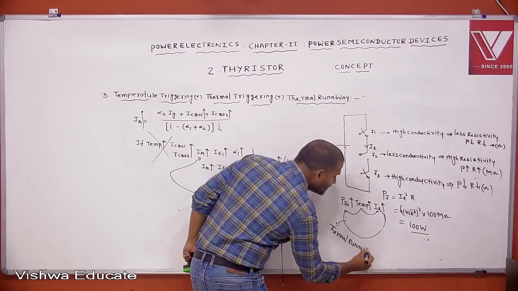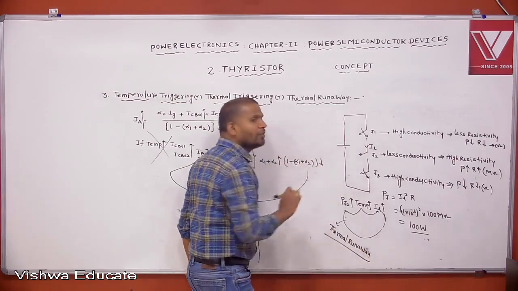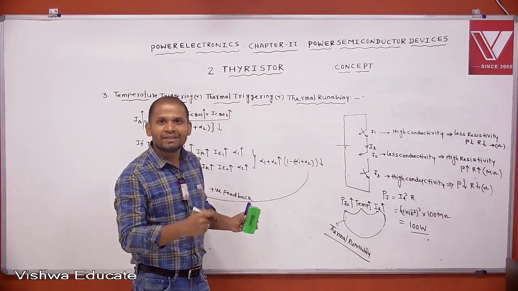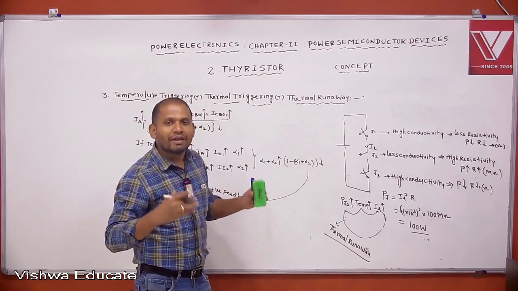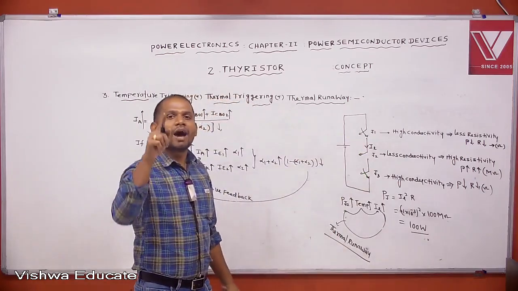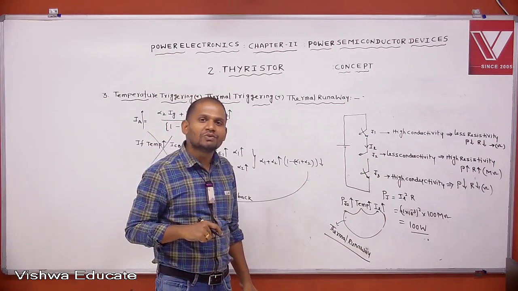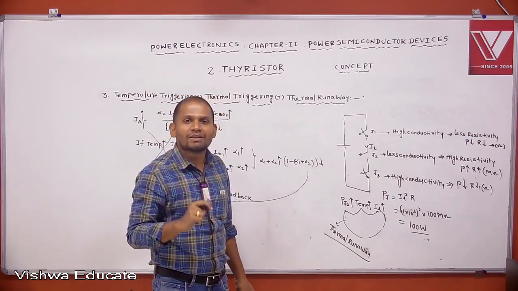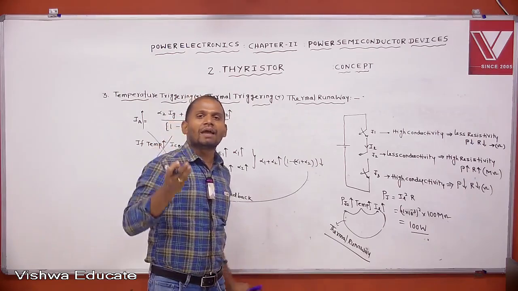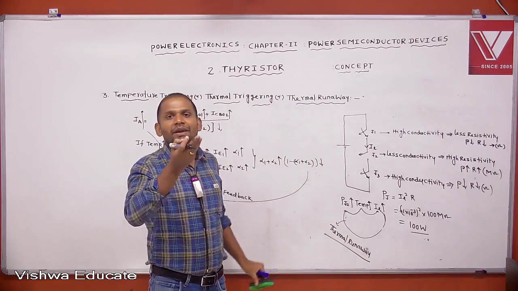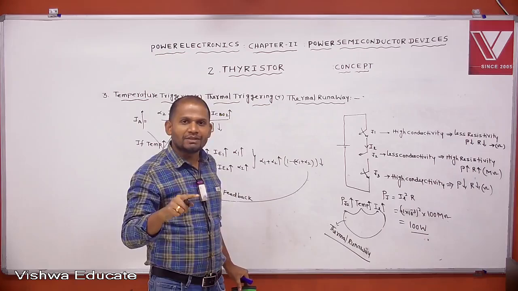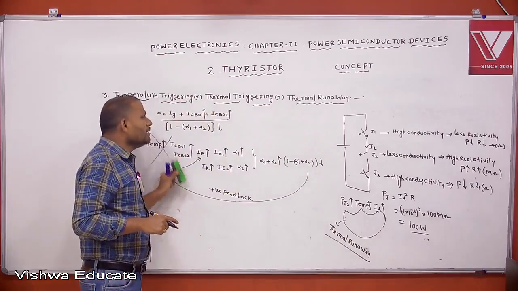This increase of temperature is not a manual process, it is an inherent process. We are not heating the thyristor. Automatically it is happening because the J2 junction is open. A large power loss exists at J2, so temperature increases, leakage current increases, power loss increases again, and temperature increases again. That's why it causes a cumulative increase of temperature. Then the thyristor will be turned on.